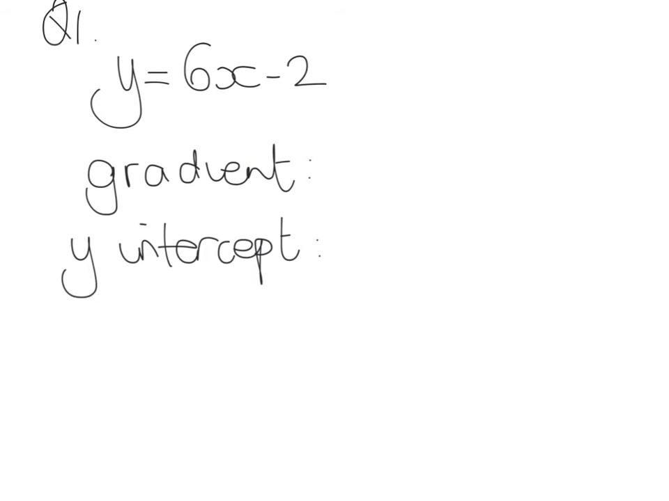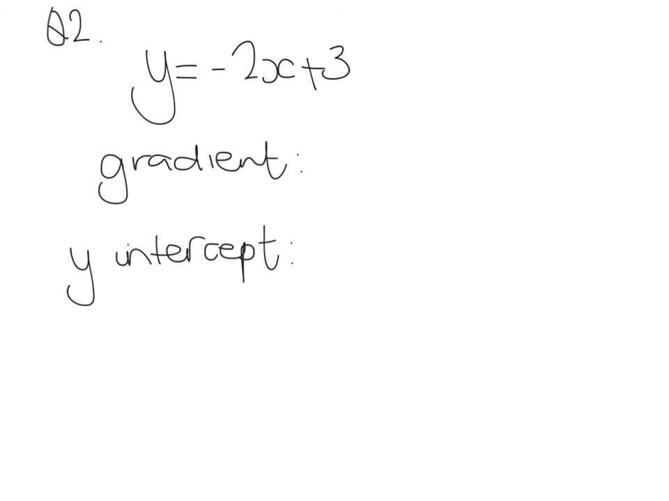So here's question 1. The equation of the graph is y equals 6x minus 2. Pause the video while you decide what the gradient and what the y-intercept, or where the graph cuts the y-axis, is for this equation. Here's question number 2. Be careful with this one because there's something that might make you make a mistake. The equation is y equals minus 2x plus 3. Pause the video while you decide what your gradient and y-intercept is for this question.